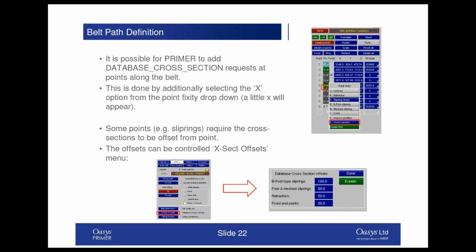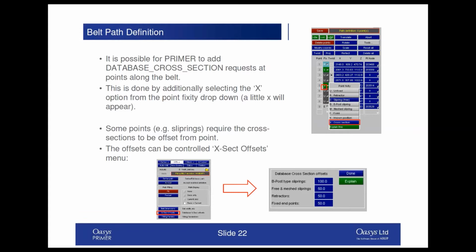With the cross sections, it's possible to add database cross section requests along a belt. This is done by selecting the X cross section, so this is in addition to the point type itself. A little X will appear in the corner there to signify this. The reason we may want to have some cross sections is to measure the forces in our belt, but often we don't want to measure the forces exactly at the point that we've used to define the belt, so that would be a slip ring or maybe an end or a retractor.